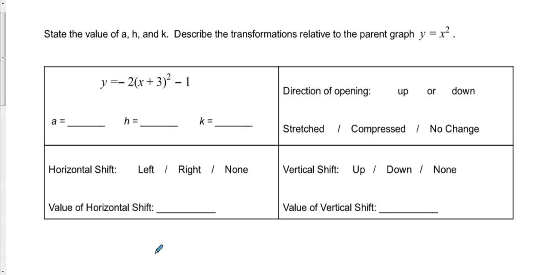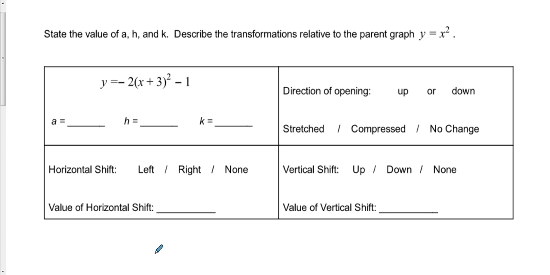One of the other things that we want to be able to do is, given an equation, describe some of the transformations, so how the parabola is going to be moving and what it would look like relative to the parent form of any quadratic relationship.